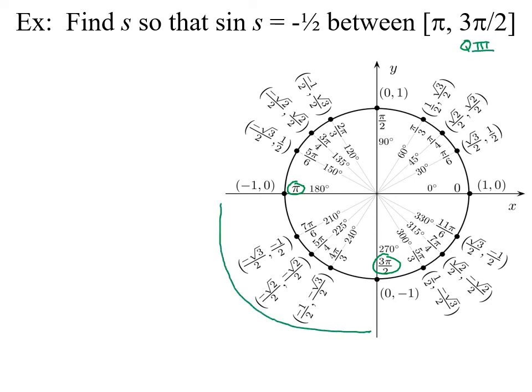And we're looking for where sine is -1/2. Well, remember, sine is your y value. So you're looking for where your y value is negative 1/2. Well, it is right there. There is a y value that's negative 1/2 at 7 pi over 6. And that's your answer, sitting right here. And that's why I like the unit circle.